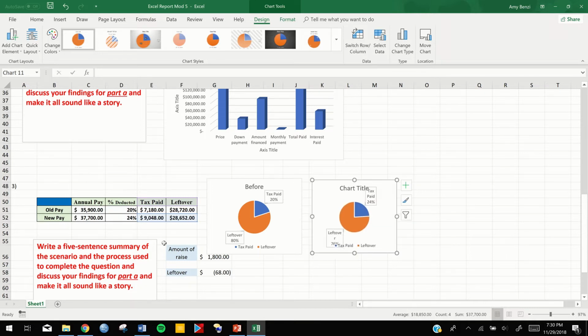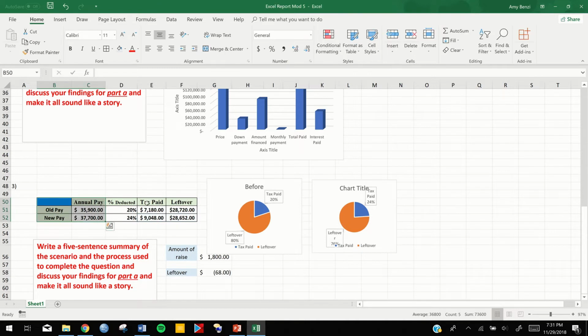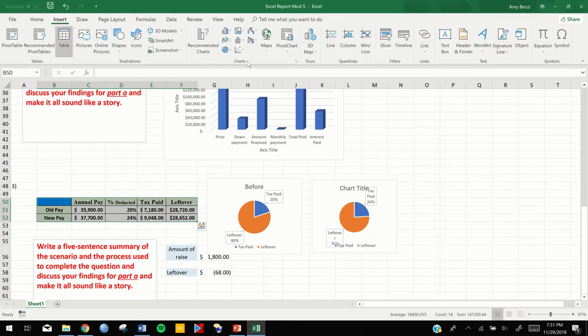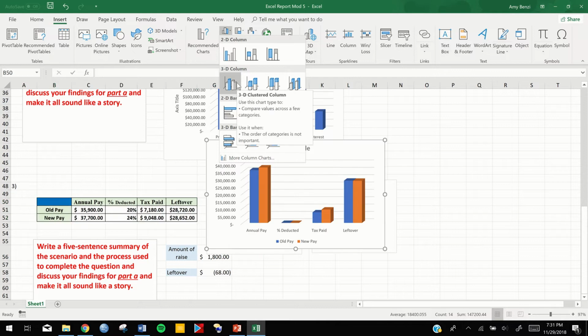What else could we show? What would be something else cool to show? What if I showed the annual pay? Let's just see what it's going to look like if I do this whole chart. So now I'm going to insert, make sure I'm recording, I'm going to insert a something. What will it be? This looks nice. This 3D thing looks pretty good.